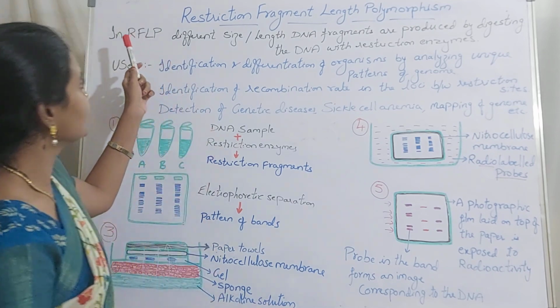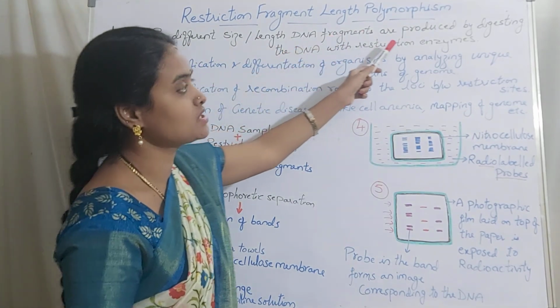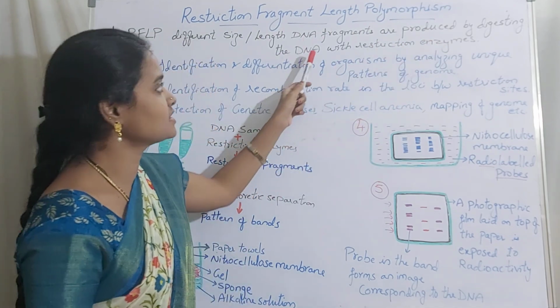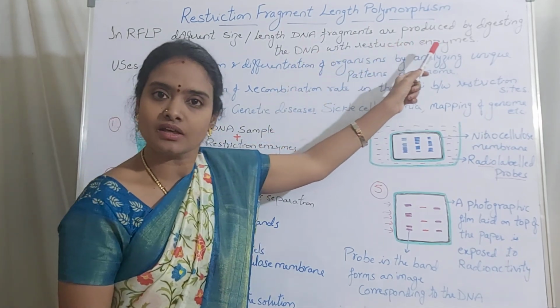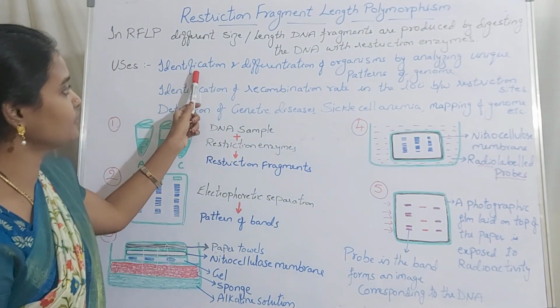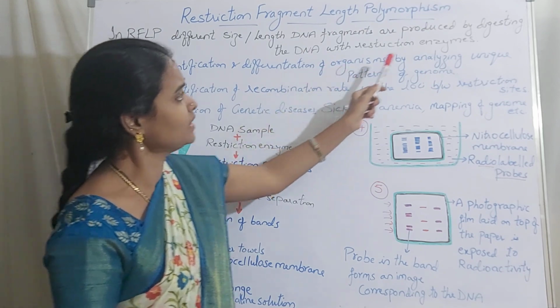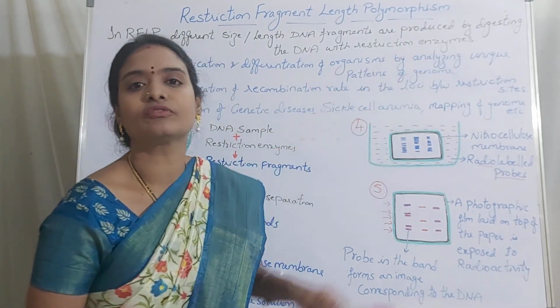So see here, in RFLP, different size or length of the DNA fragments are produced by digesting the DNA with restriction enzymes. What is the use here? The first one is identification and differentiation of organism by analyzing unique pattern of their genome.